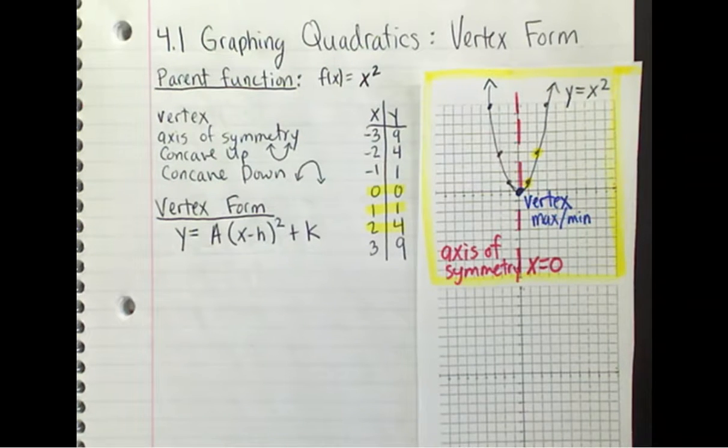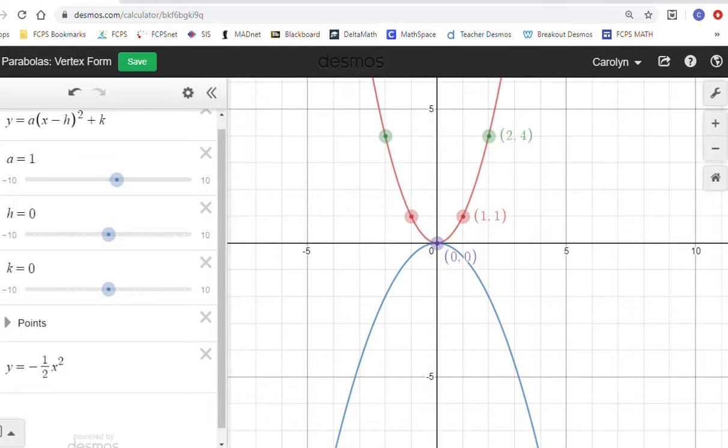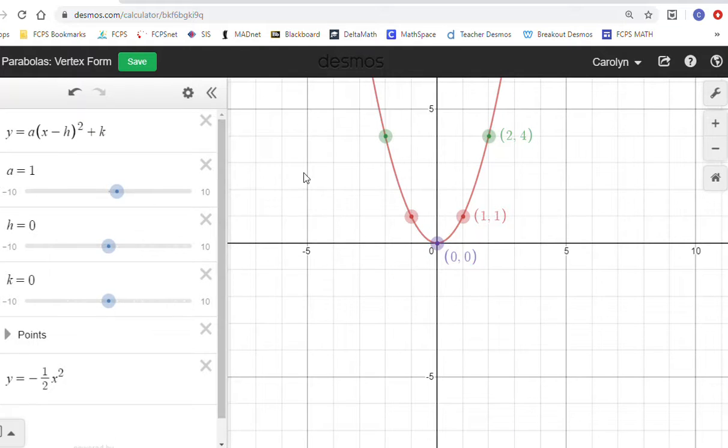See where it has run off to. Okay, here we go. All right, boom. Okay, notice you have the parent here. Notice that I've highlighted 5 points. Purple, 2 red, and 2 green. Notice that I've only actually labeled 3 of them. The vertex, the purple, the red, 1, 1, and the green, 2, 4. Now I could keep going and label 3, 9, and 4, 16. Okay, but it didn't fit on the grid.